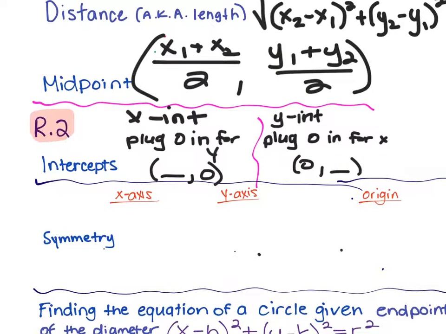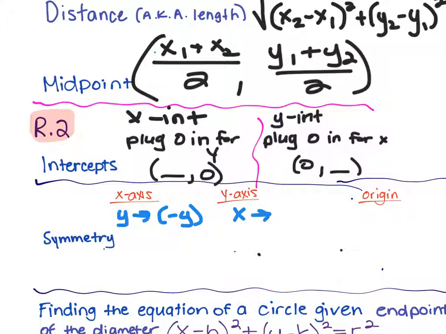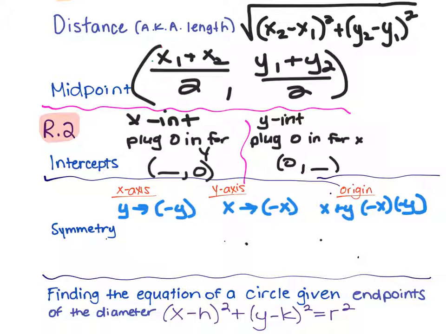All right, then we did symmetry. So there were 3 ways that a graph can be symmetric. The first is to the x-axis, and if we're testing that, what do we do? Good. Change y to be negative y. For y-axis, we change x to be negative x. And for the origin, we change both the x and the y to negative x and negative y. And what are we looking to see happens after we do that? Good. So does the equation go back to the original?